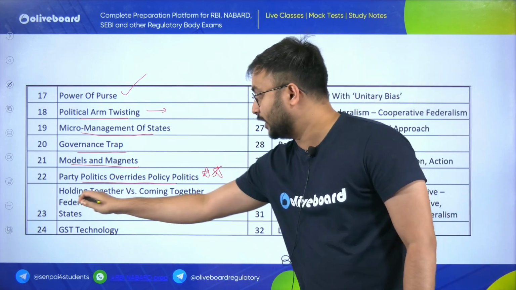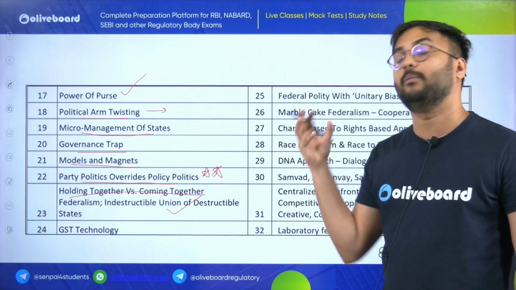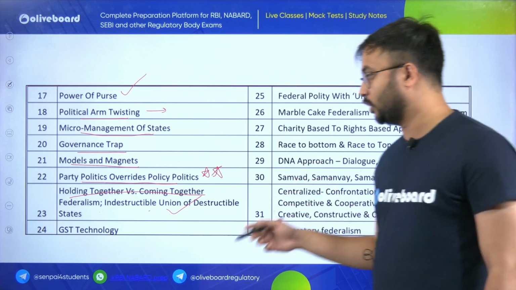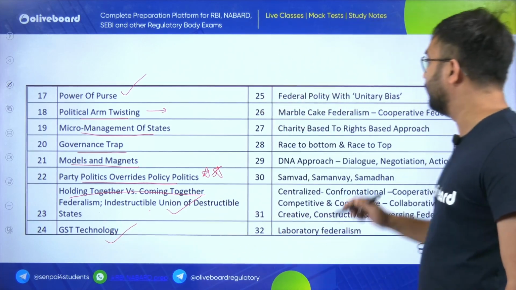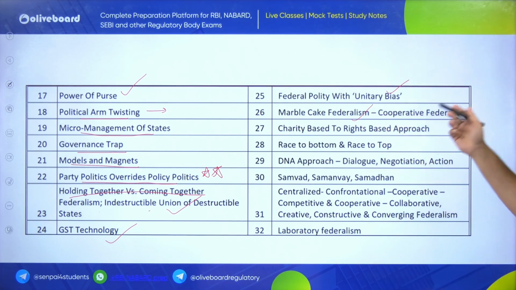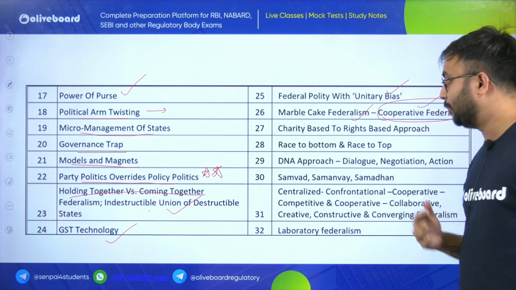Holding together versus coming together. You can talk about this particular slogan, very beautiful slogan. Holding together versus coming together. India is coming together. So federalism, indestructible union of destructible states as mentioned in constitution. GST technology, federal polity with unitary bias, marble cake federalism or cooperative federalism. This you can definitely write from your social issues or rural development point of view.